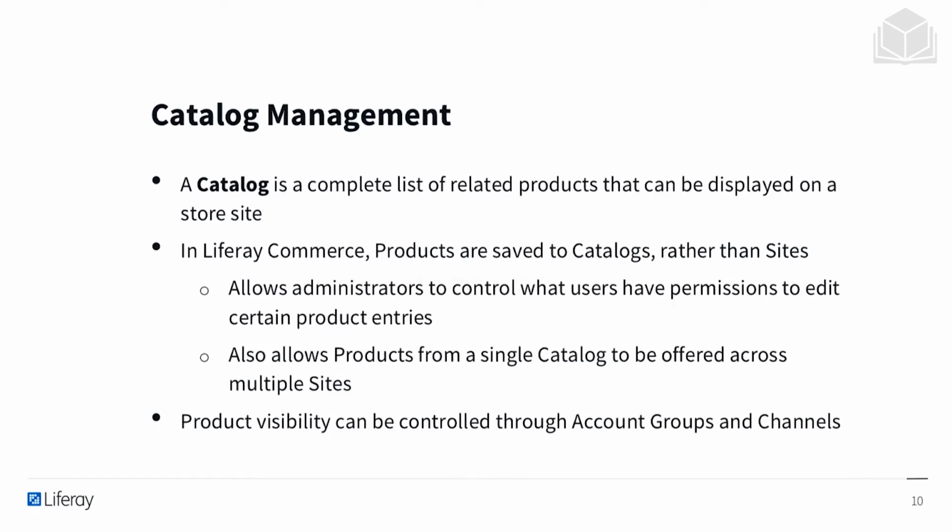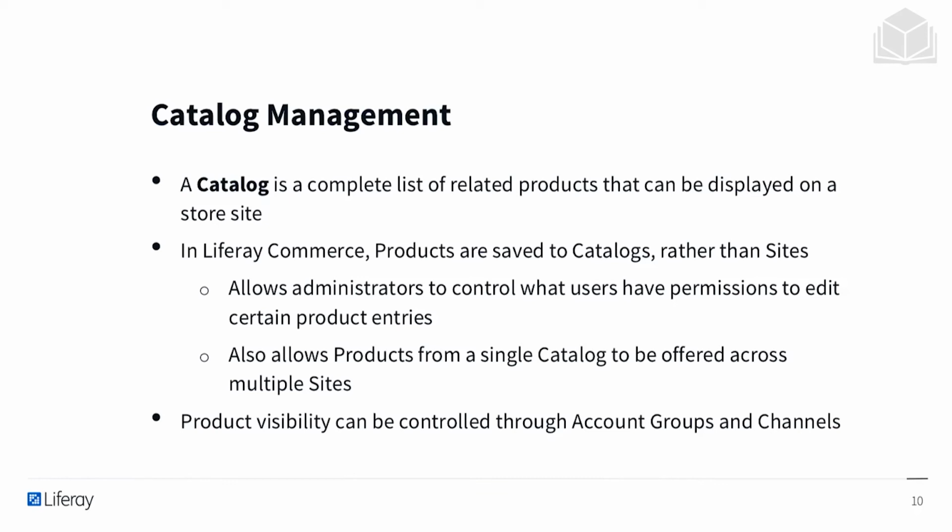A catalog is a complete list of related products that can be displayed on a store site. In Liferay Commerce, products are saved to catalogs rather than sites. This allows administrators to control what users have permissions to edit certain product entries. It also allows products from a single catalog to be offered across multiple sites. Product visibility can be controlled through account groups and channels.